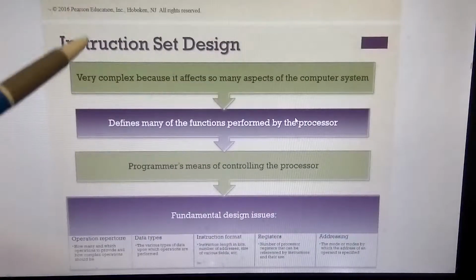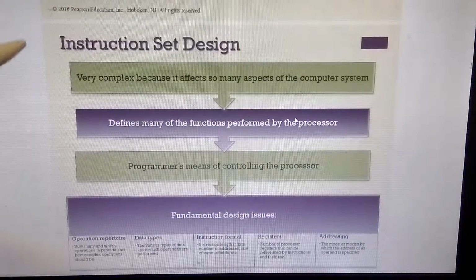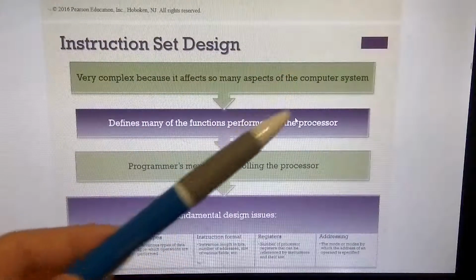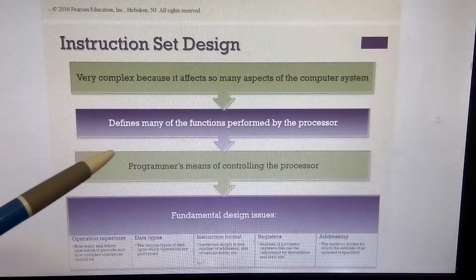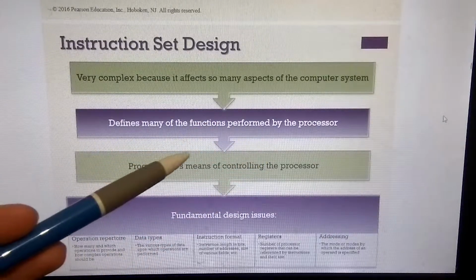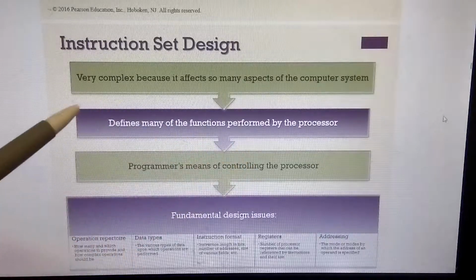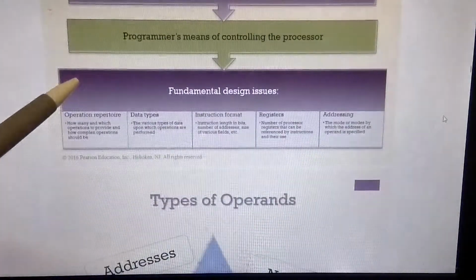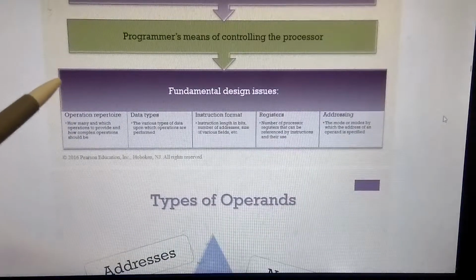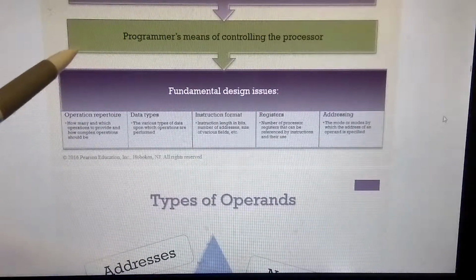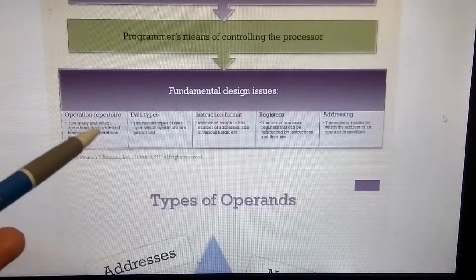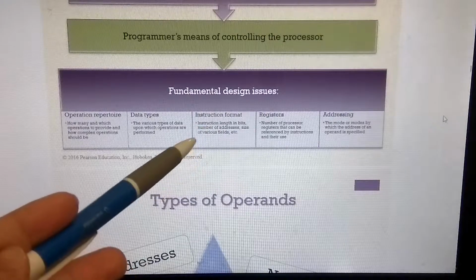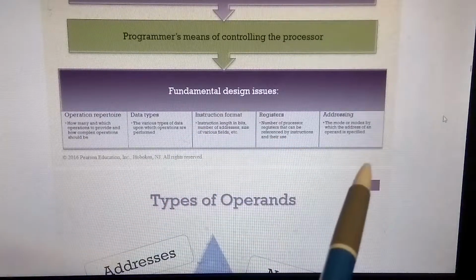Next, we'll look at the instruction set design. It's very complex because it can affect so many aspects of the computer system, and it defines many of the functions performed by the processor and the programmer's means of controlling the processor. There are 5 fundamental design issues, which are the operation repertoire, data types, instruction formats, registers, and addressing.